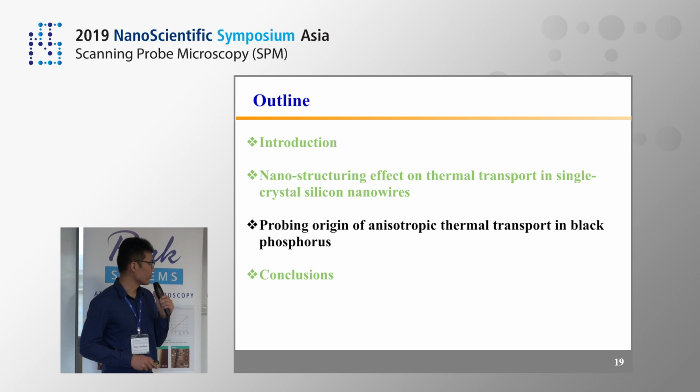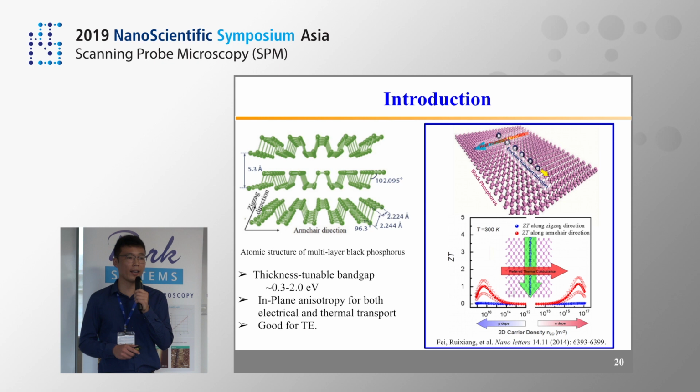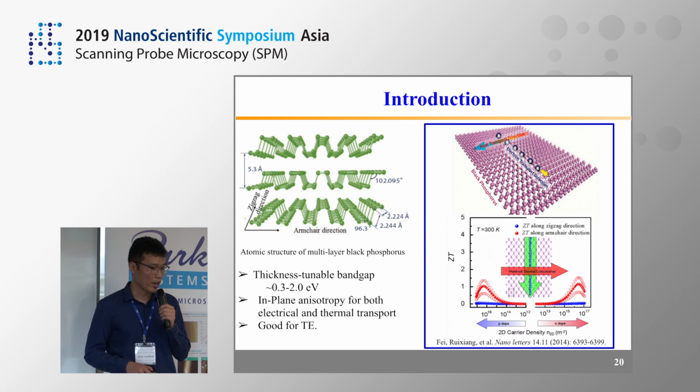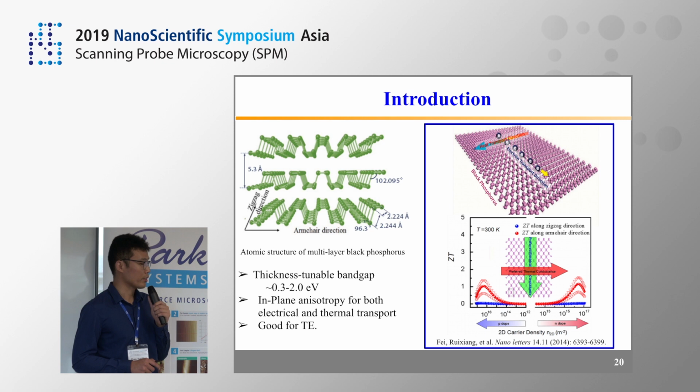Black phosphorus is very interesting because of its very high mobility, which has potential applications for nanoelectronics and nanophotonics. It also shows a layer-tunable bandgap from 0.3 to 2 eV, from the bulk to the monolayers, especially because of its puckered structure. So there is a very intriguing in-plane anisotropy for both electron and phonon transport.